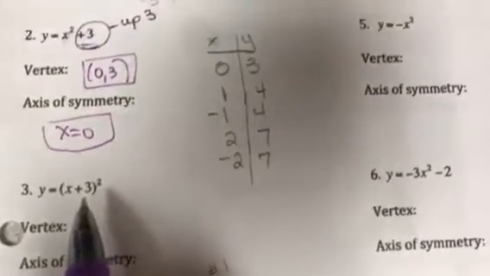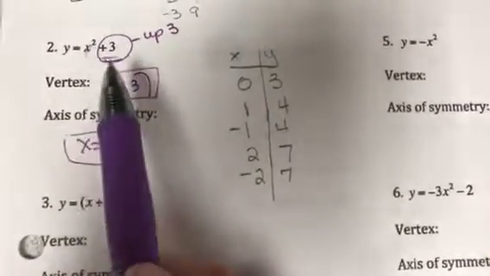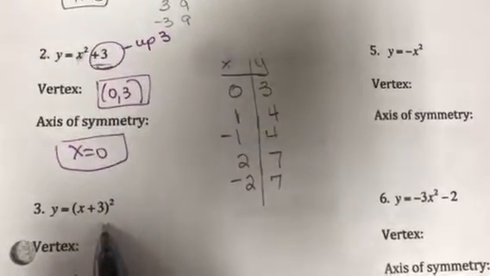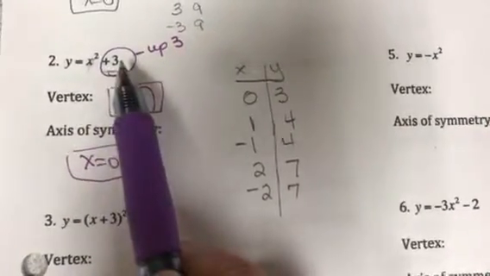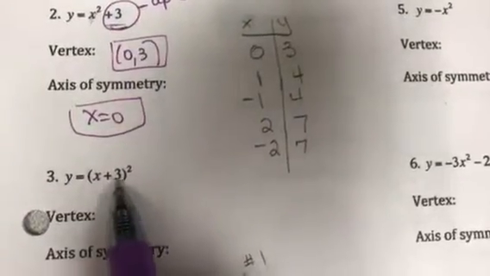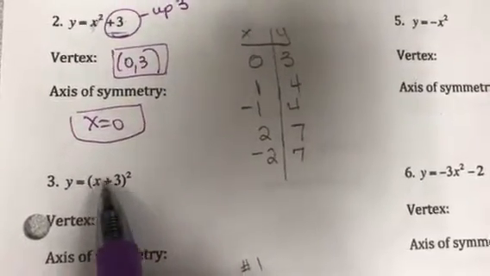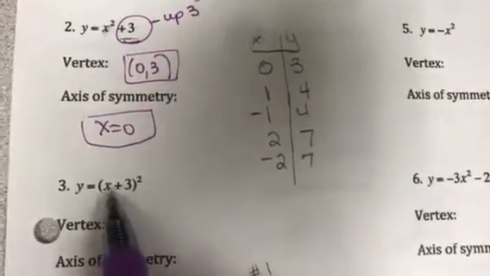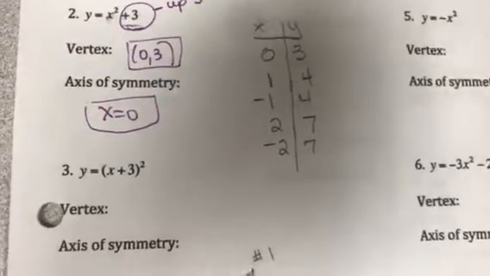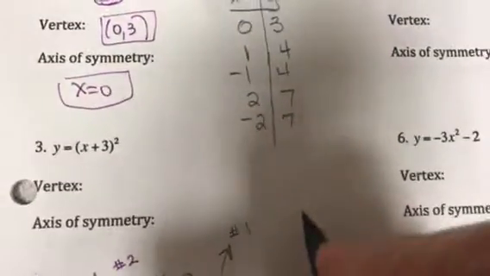Now I want you to look really close. What is the difference between this one and this one? Because I'm adding 3 both times. Here, my 3 is like an afterthought. It's not involved with my x. This 3 is involved with my x. Remember, order of operations: it's going to mess with my x, and then I'm going to square it. So it's going to affect things, okay? Let's plug in some points and see what happens.